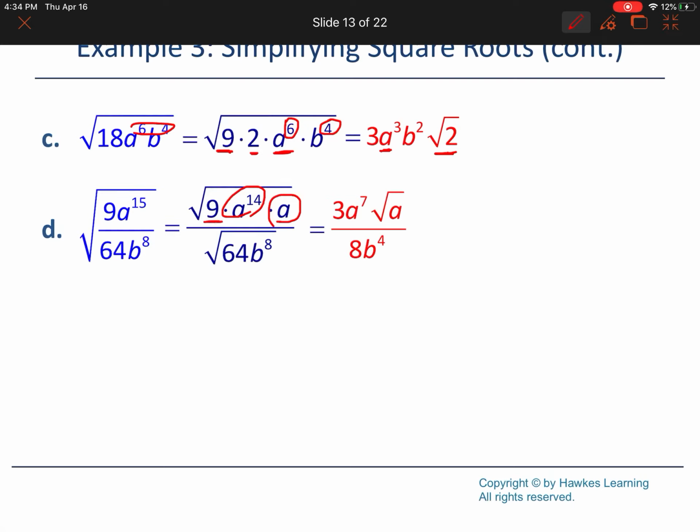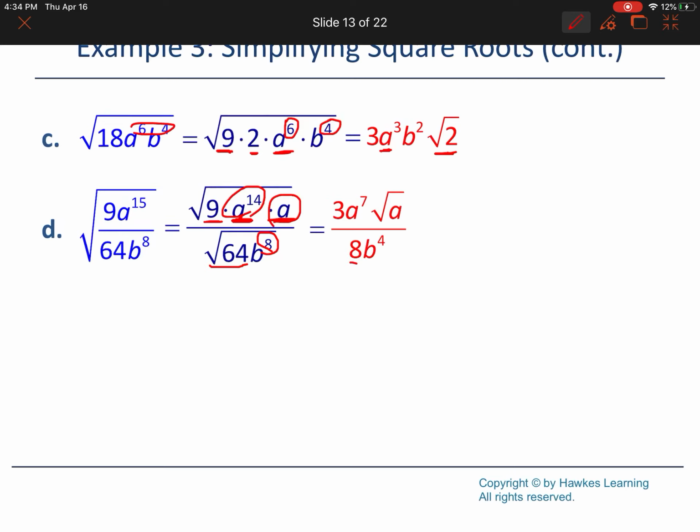Right, so the square root of 9 is 3, and the square root of a to the 14th would be half the exponent, so a to the 7th, and then this a stays under the radical. In the denominator, the square root of 64 is 8, and we take half of that exponent, so that's going to be b to the 4th.